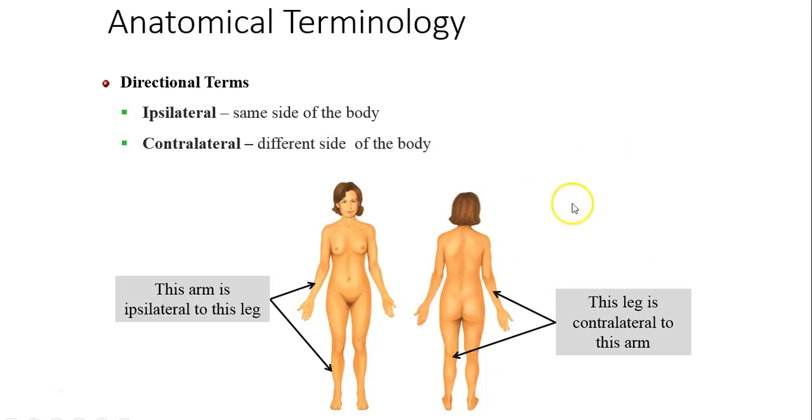Ipsilateral and contralateral. Ipsilateral means the same side of the body. So this limb and this limb are ipsilateral. Over here, this limb and this limb are contralateral.